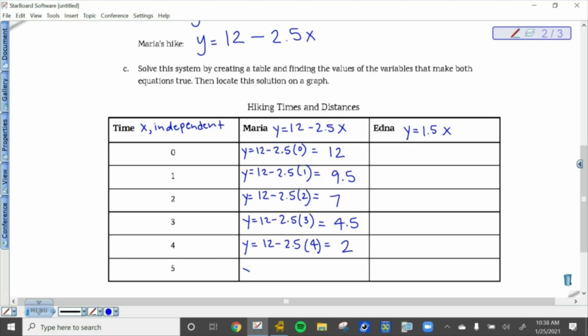Okay, and then last one, y equals 12 minus 2.5 times 5. What does this give us? Minus 2.5 times 5. Negative 0.5. So what does that mean, negative? Why is it negative? She made it to the trailhead and then went a half mile past it.